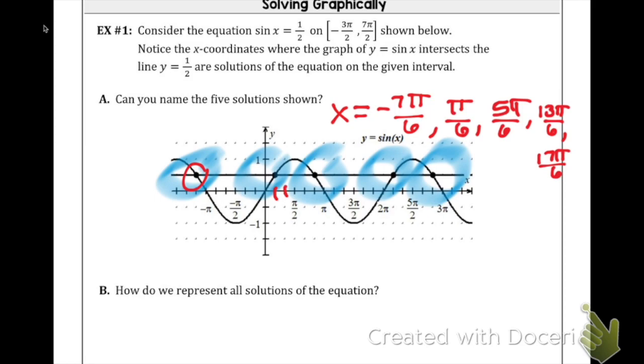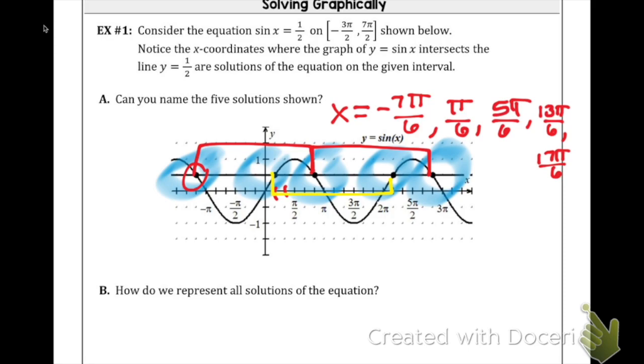So how do we represent all the possible solutions? We could say that our first set, right, because they're going to occur every period. So this one's going to occur every period here, and then every period here. And then our second grouping, where we started at the pi over 6, would occur every period from there to there. So we kind of have 2 separate solutions happening for our answer.